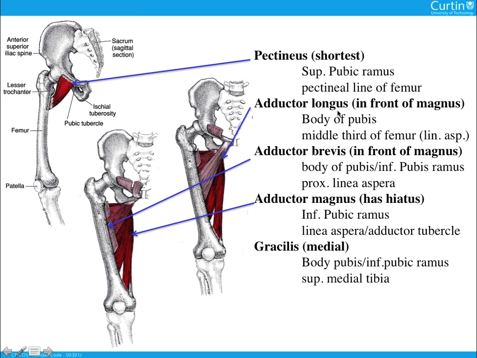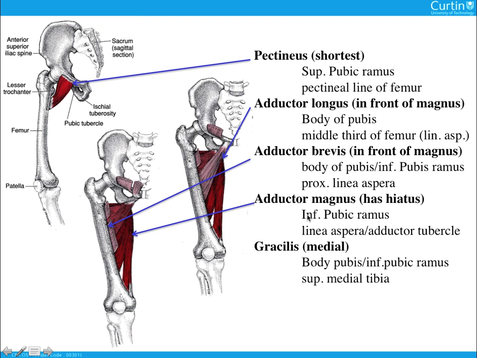Whereas the adductor longus, and we'll remember the adductor longus because it forms the medial part of our femoral triangle, will actually be anterior to the adductor magnus and will go from the body of the pubis down to the middle third of the femur. This is the way that you can identify the adductor longus, because no other muscle goes down to the middle third of the femur. Okay?